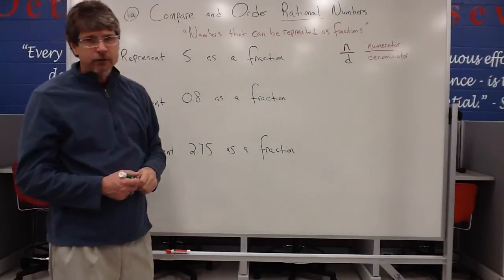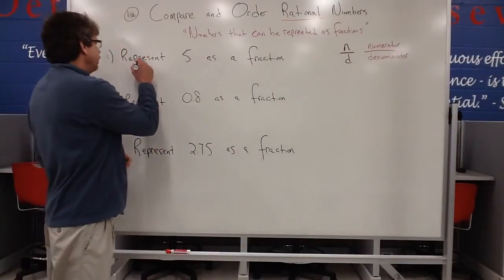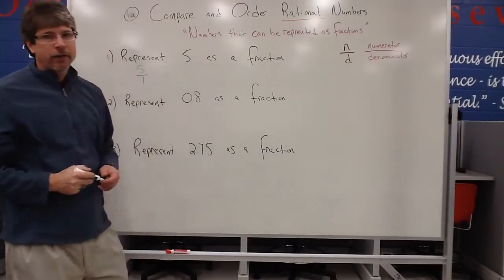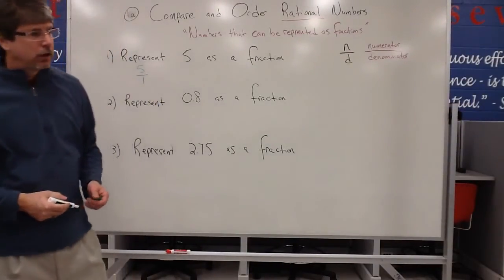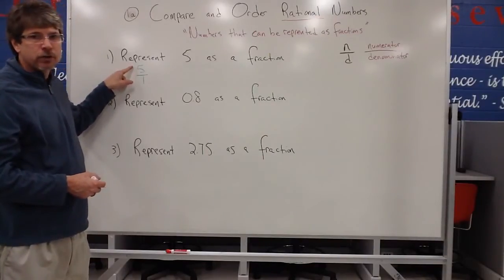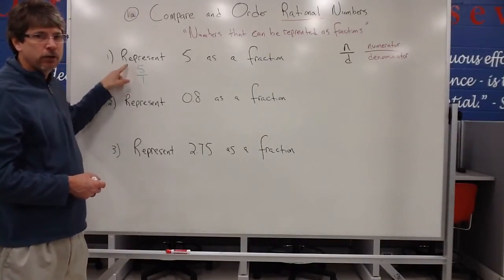So to represent 5 as a fraction, the easiest way to do that is just put this as 5 over 1. And now 5 has become a fraction. And notice that it still represents 5. Also remember, a fraction is a division problem. 5 divided by 1 is still going to give me 5.